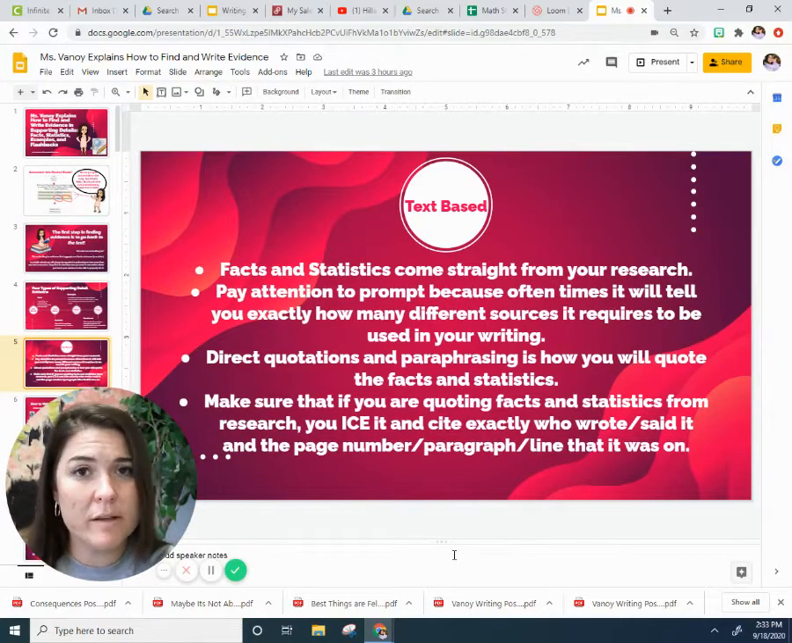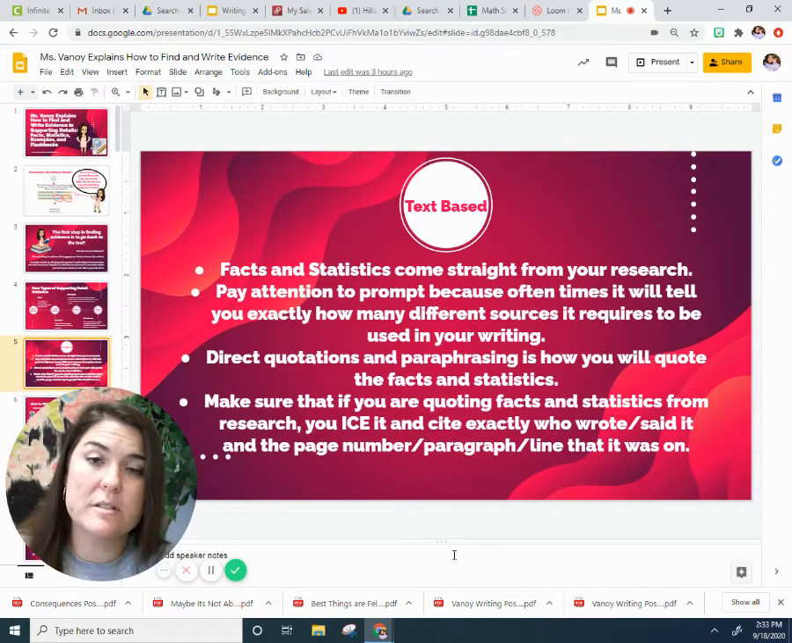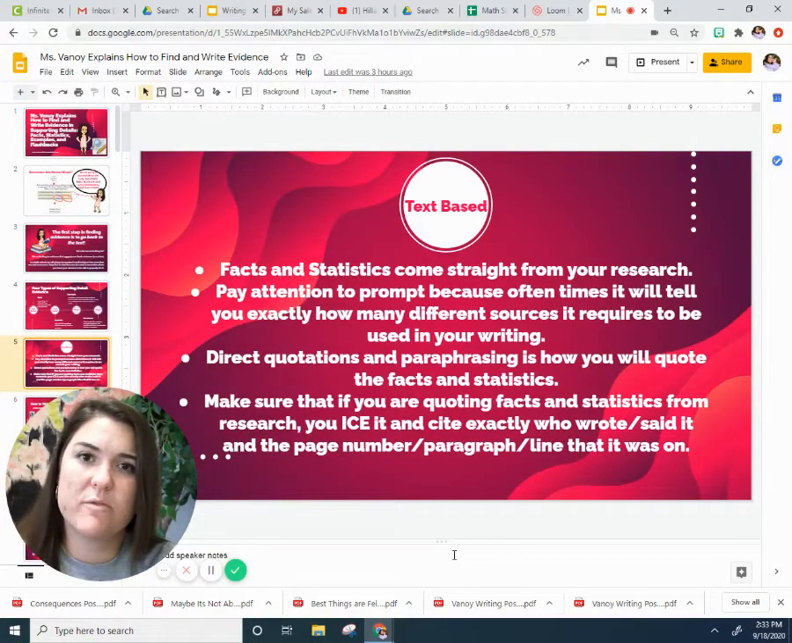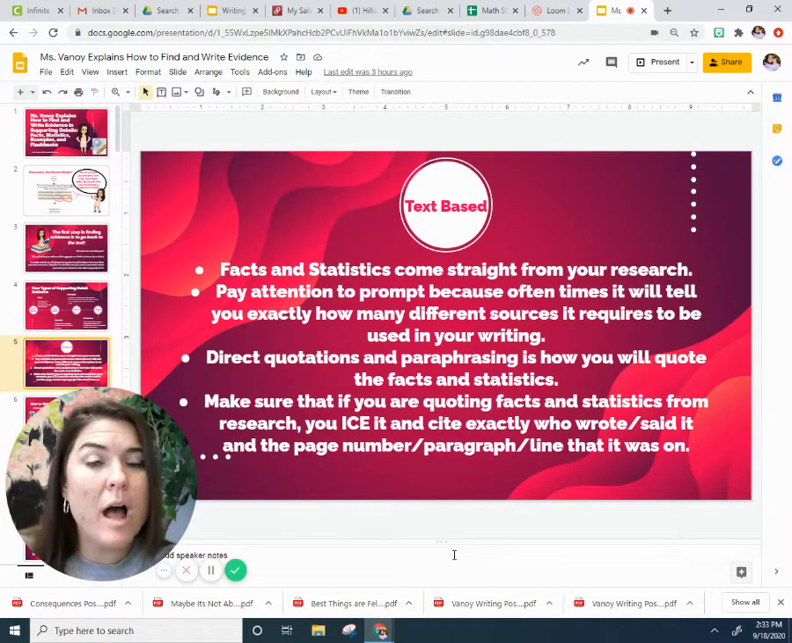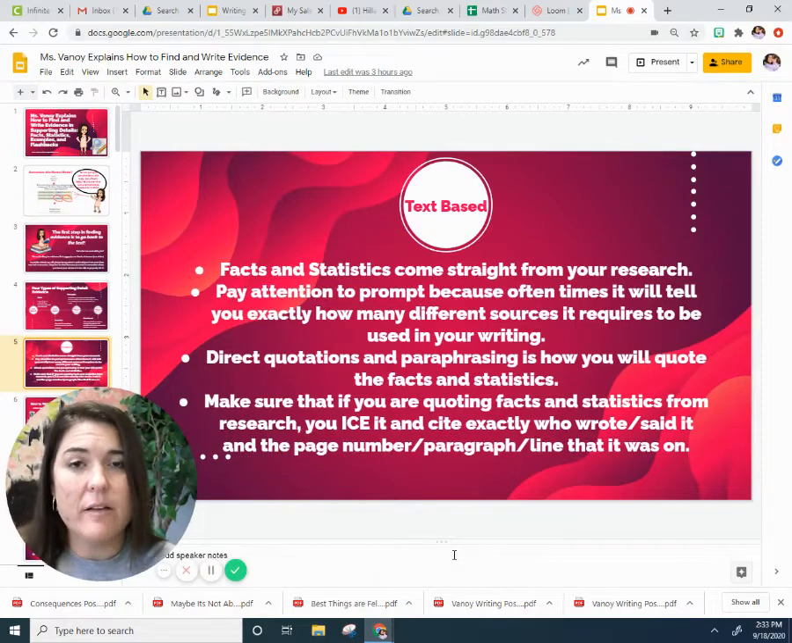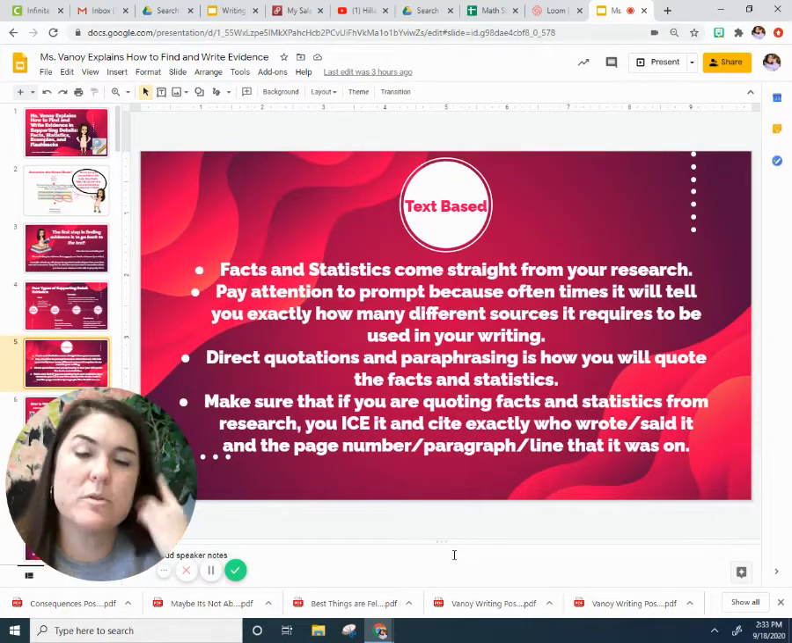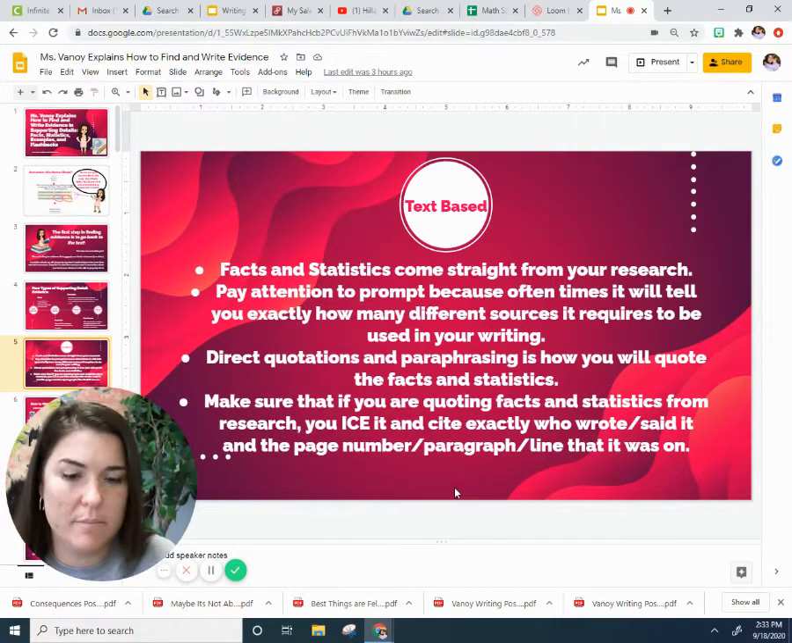Make sure that when you're quoting facts, you remember that ICE strategy, where you introduce, cite, and explain, which goes right along with evidence and elaboration. It just adds that little I in there that helps you as far as formatting your sentences, because you will have to tell where you got it. If you get any information from research, you want to make sure that you do the in-text citations, that you've got embedded citations. So you've got it inside of your writing. You'll have the parentheses with what page number you found it on, and so on.